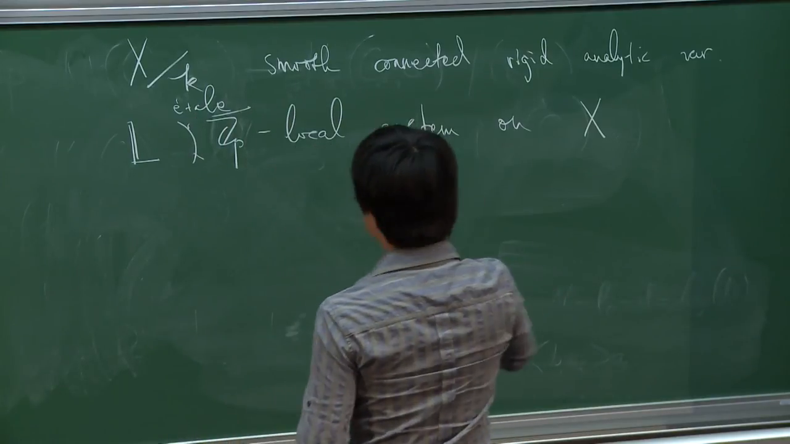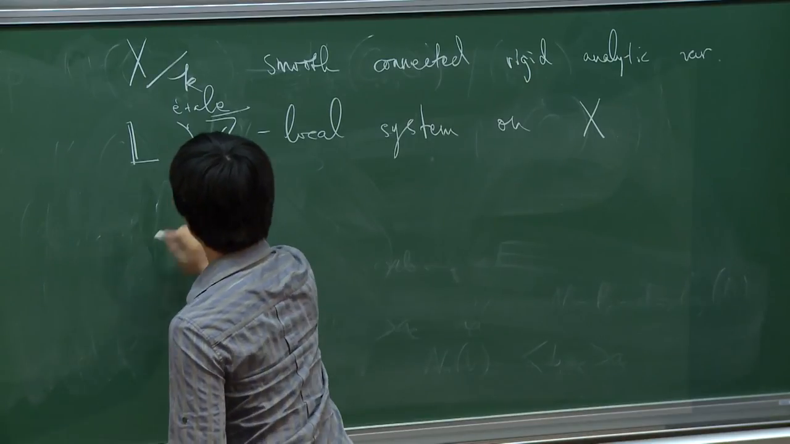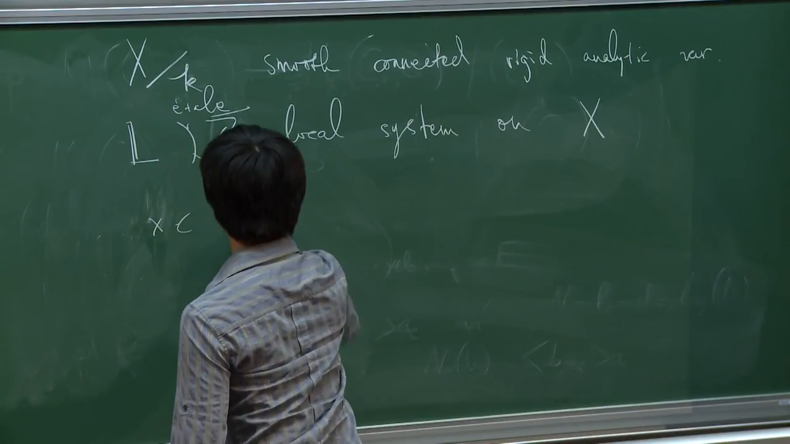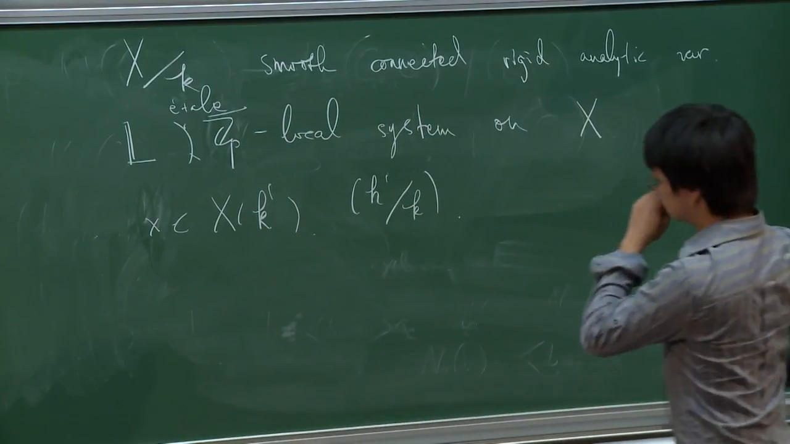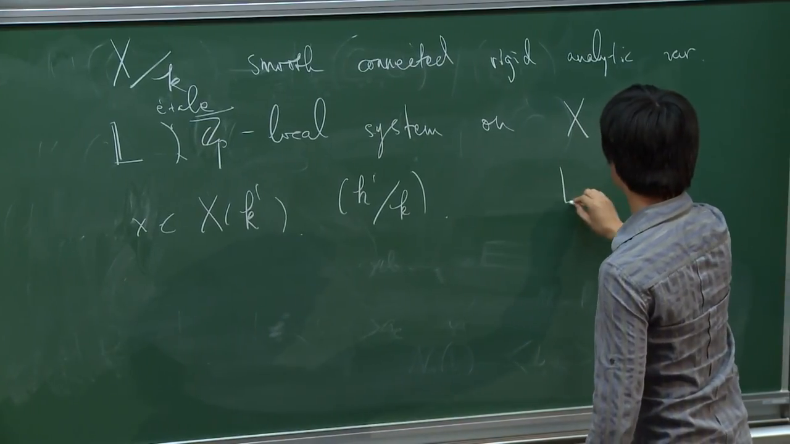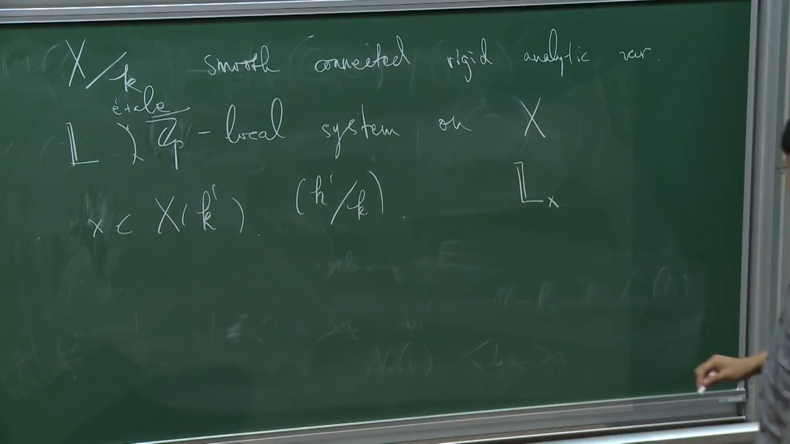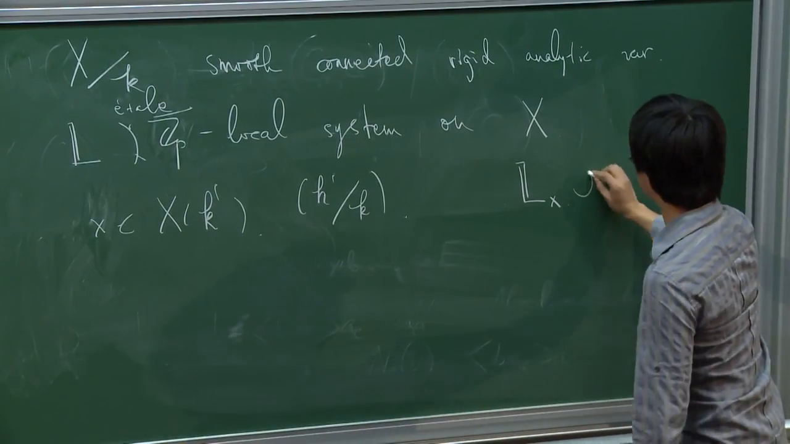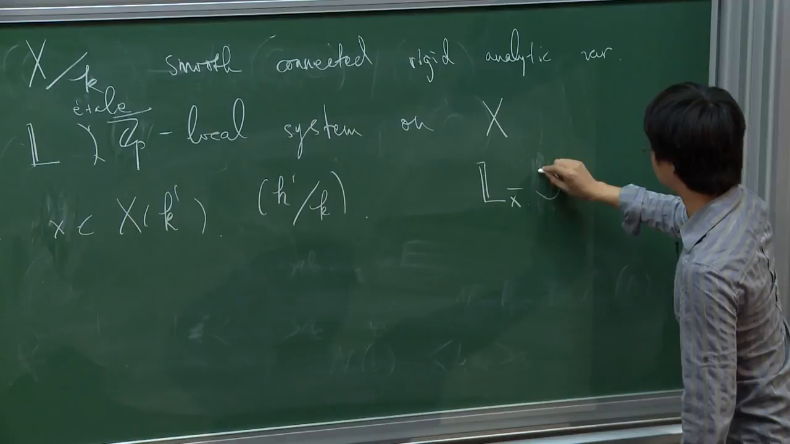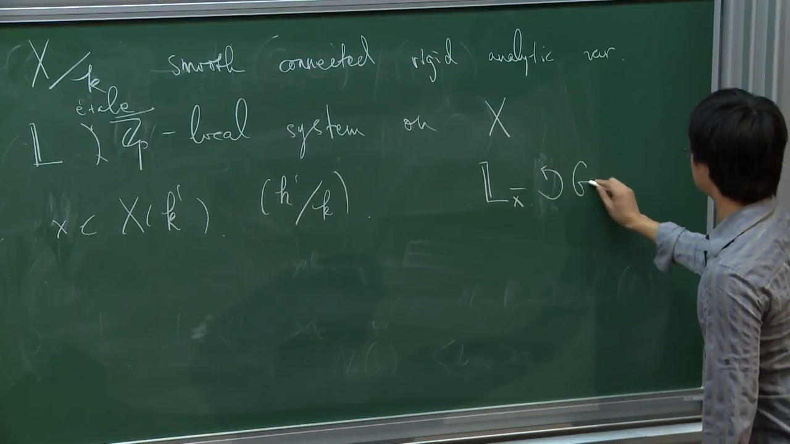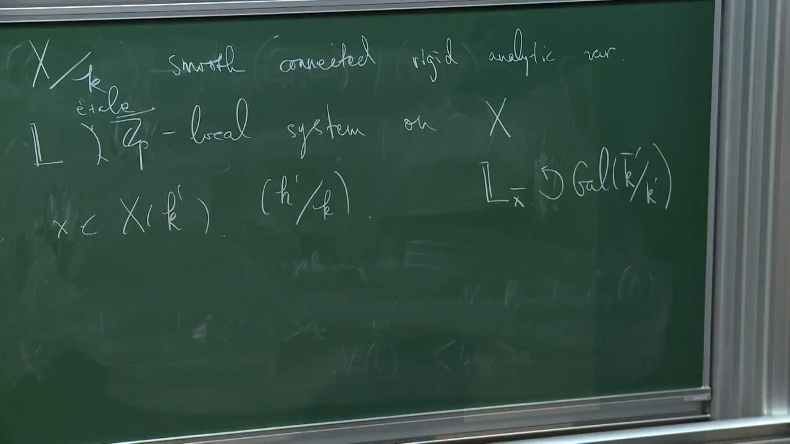Suppose you are given a finite extension K and a point on the variety. Then you can consider the stalk of this local system. If you consider a geometric stalk over a geometric point, the stalk is going to be a representation of the Galois group. So it's going to be a p-adic representation.